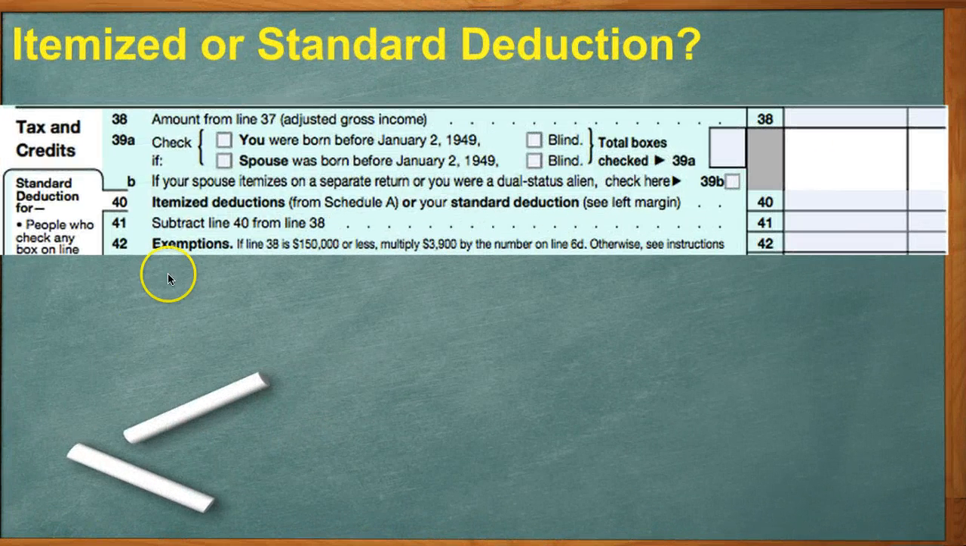Okay, here's our 1040. Do we take an itemized or standard deduction? I just wanted to show you this. If you look at line 40, now it says itemized deductions from Schedule A or your standard deduction. So you get to choose which one you want, and then that becomes your deduction. Obviously, if your standard deduction is still higher, then it would benefit you to choose that.